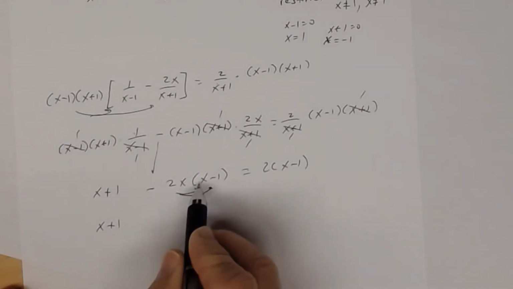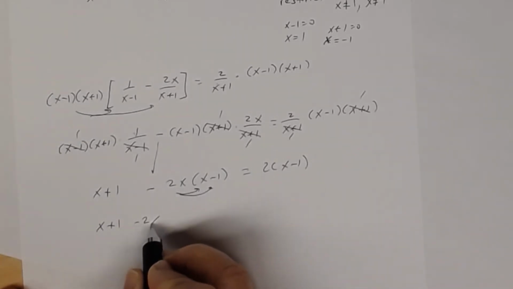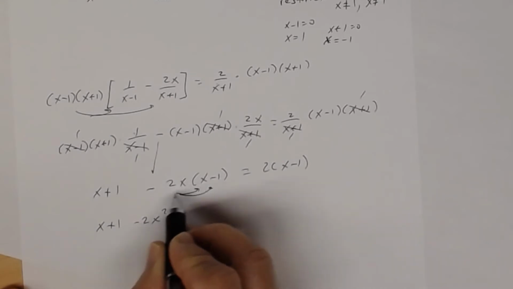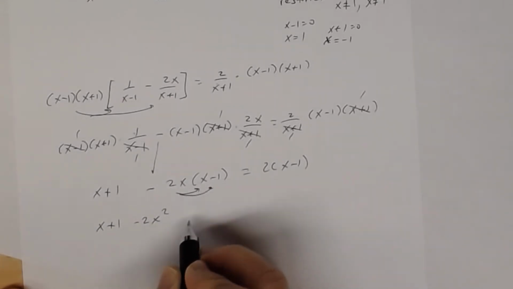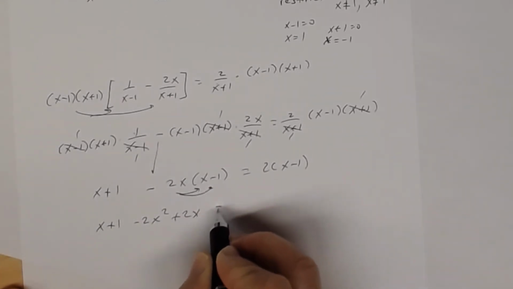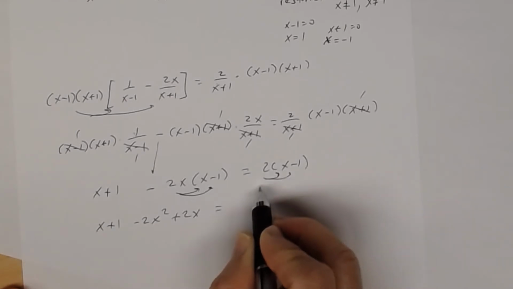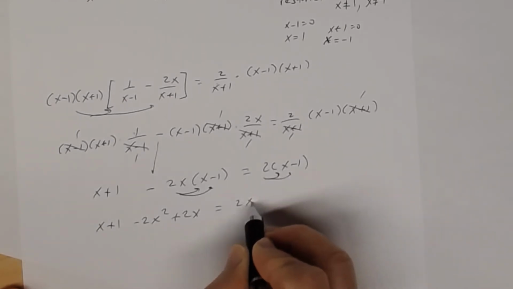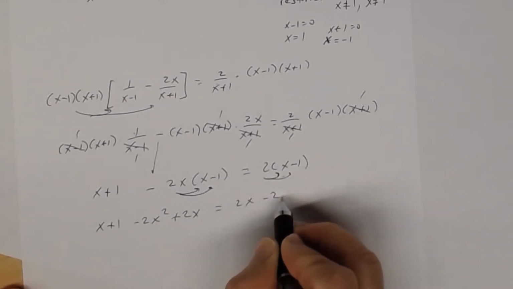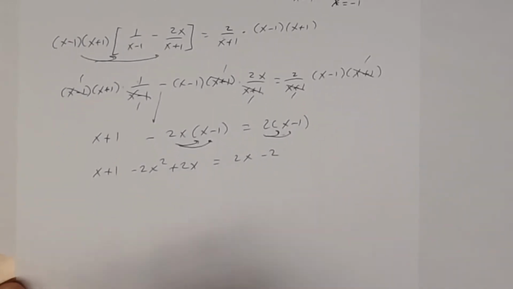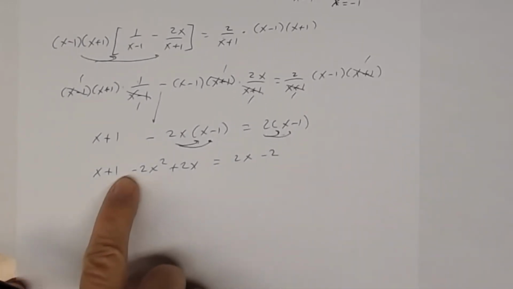A negative 2x times x is a negative 2x squared. A negative 2x times a negative 1 is a positive 2x. Equal, and distributing here, I get 2 times x is 2x. 2 times negative 1 is a negative 2. Okay? So again, notice I have this quadratic equation.